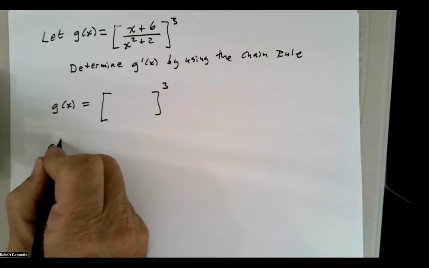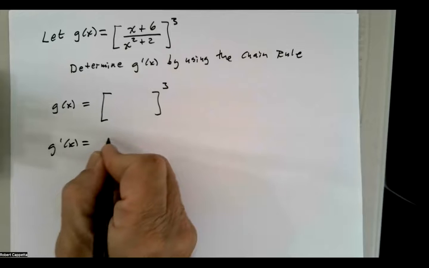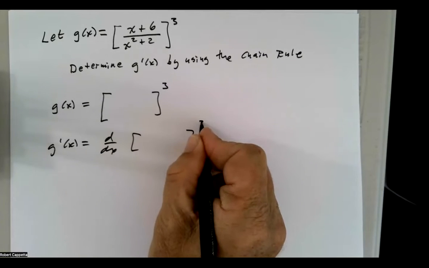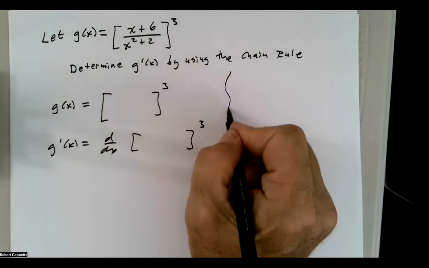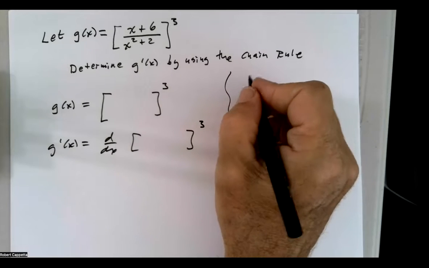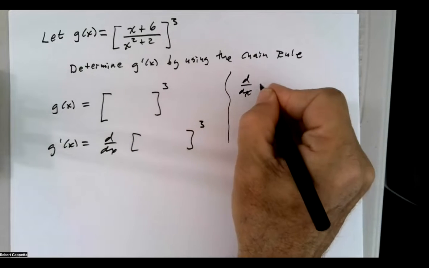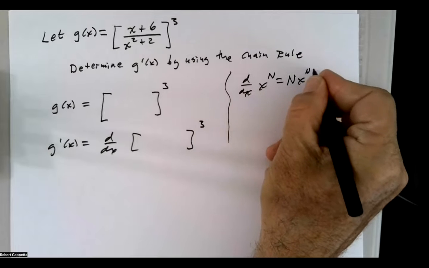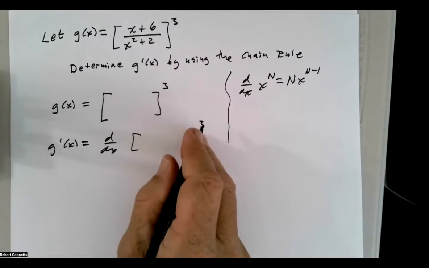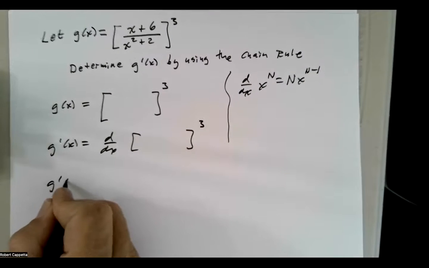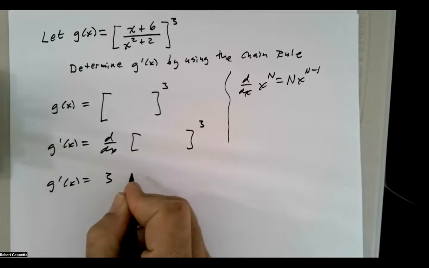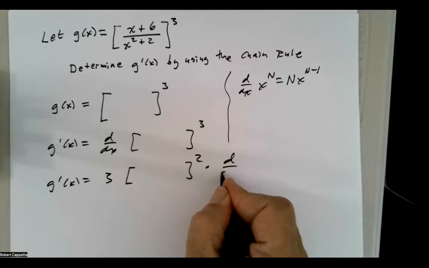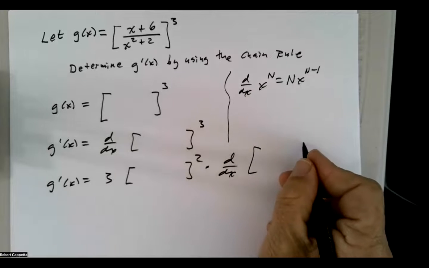So g prime of x is the derivative of this whole thing to the third power. And of course, we know our power rule, right? The derivative with respect to x of x to the n is n x to the n minus 1. So the derivative of something to the third power would be 3 times the something to the second power times the derivative of the something.